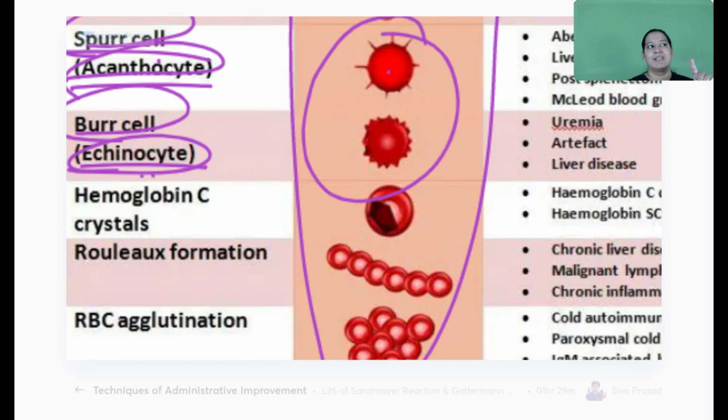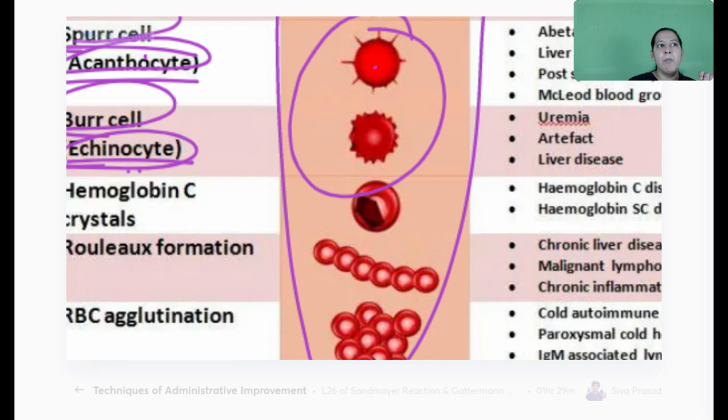Try to see the spiculations. In acanthocyte, the spiculations are more sharp and they are less in number. In echinocyte, the spiculations are more in number but they are less sharp. So number ज़्यादा है पर sharpness कम है. यहाँ पे number कम है पर sharpness ज़्यादा है.